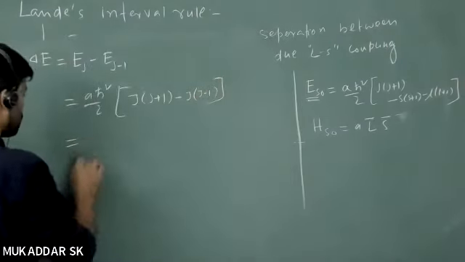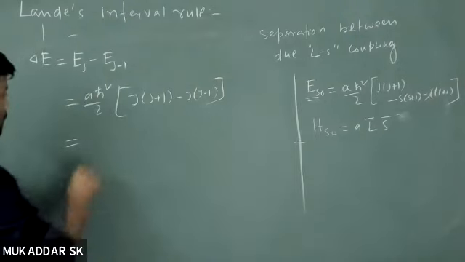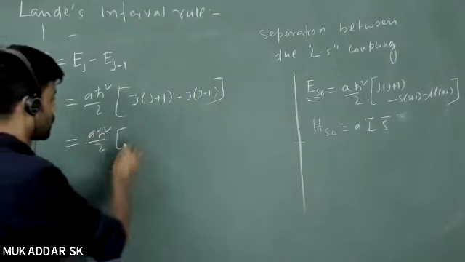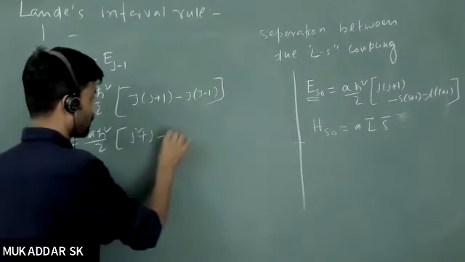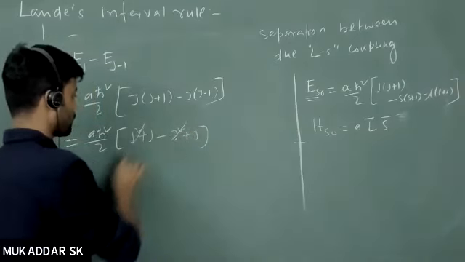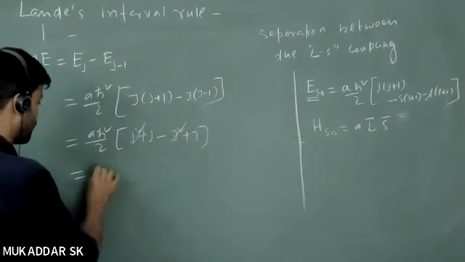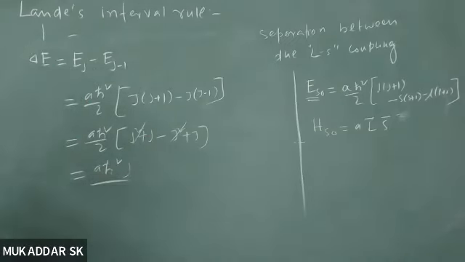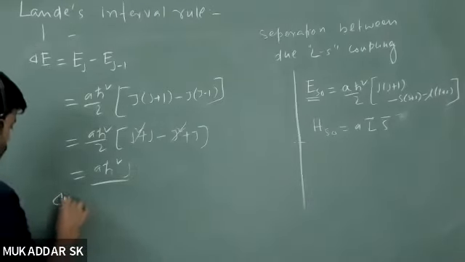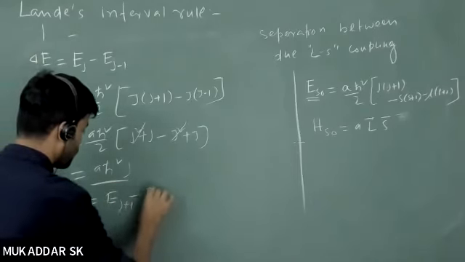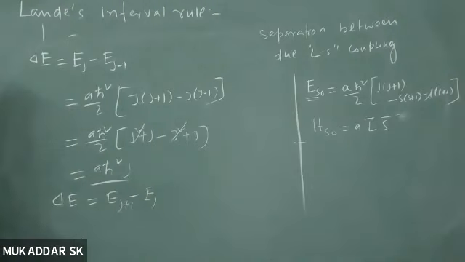So how much will it be now? A h-cross square by 2, J square plus J minus J square plus J. So J square will be cancelled. So simply you will get A h-cross J. Good. Now can you calculate the energy separation delta E equals EJ plus 1 minus EJ? How much will it be?